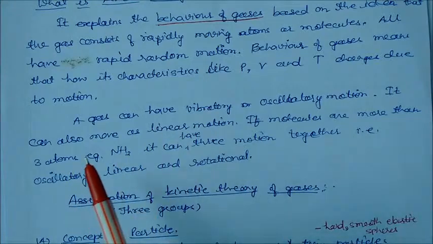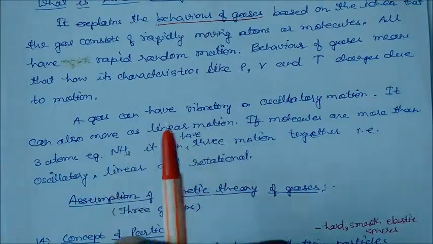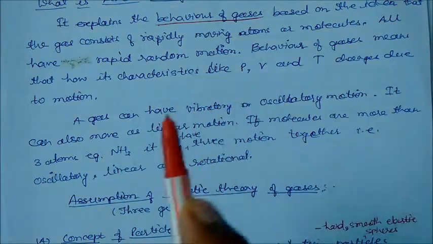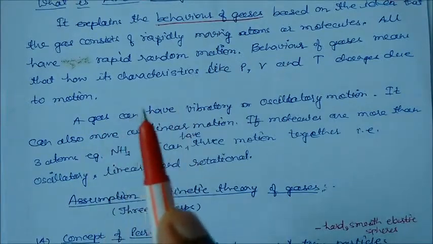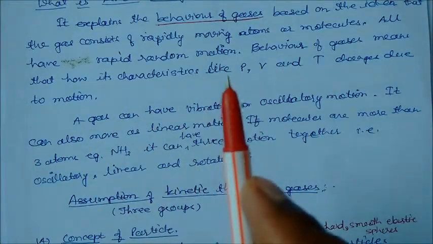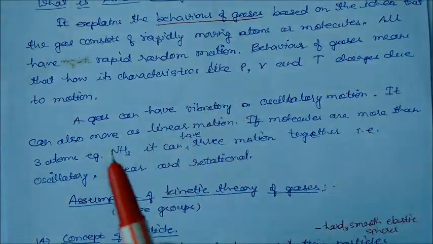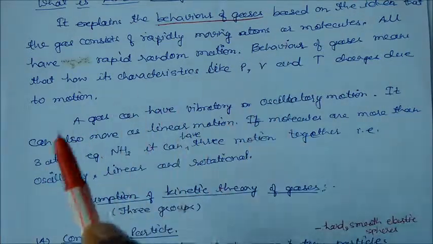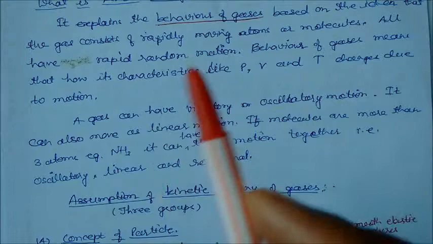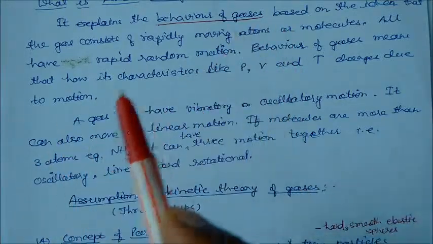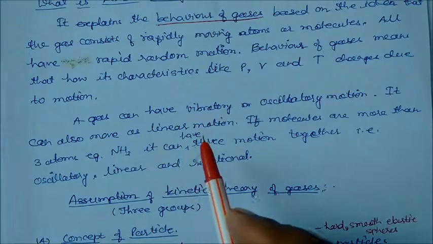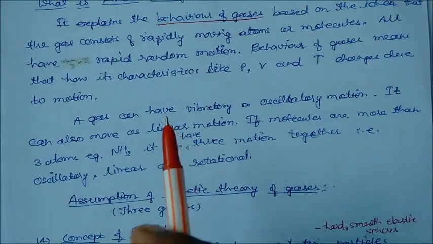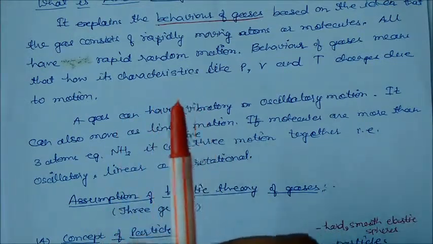Suppose a molecule like ammonia, which has 4 atoms. It can oscillate also. During oscillation, it can move in a linear path, a straight direction, and it can also rotate. So during moving, it has 3 types of motions: one is oscillatory, one is linear, or you can say translational, and the third is rotational. It is rotating, it is moving in a straight line, and it is oscillating. So 3 types of motions exist together in the gaseous molecule ammonia. This is some of the behavior of atoms due to which this theory has been proposed.